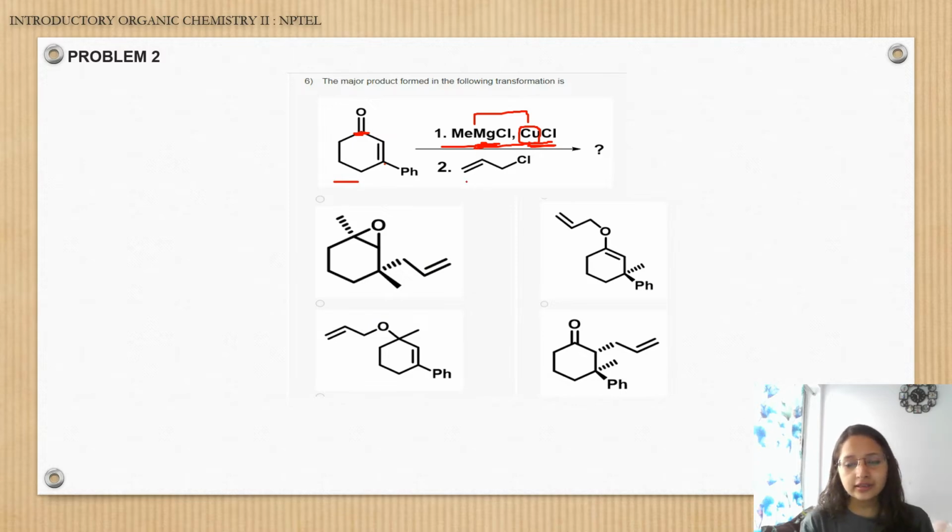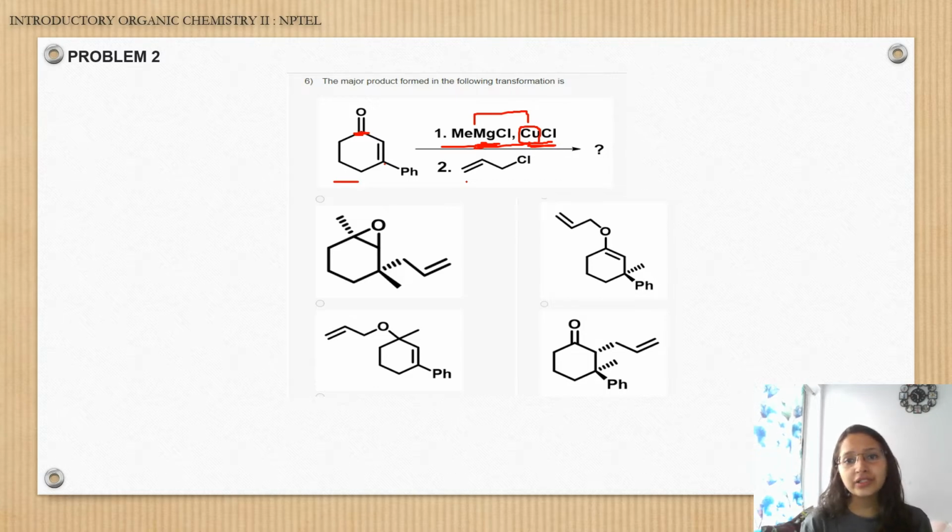The 1,2 addition will happen only when a Grignard reagent is added. But in the special case when we add copper chloride or any other such reagent, that will favor 1,4 addition. Yeah, that will favor 1,4.